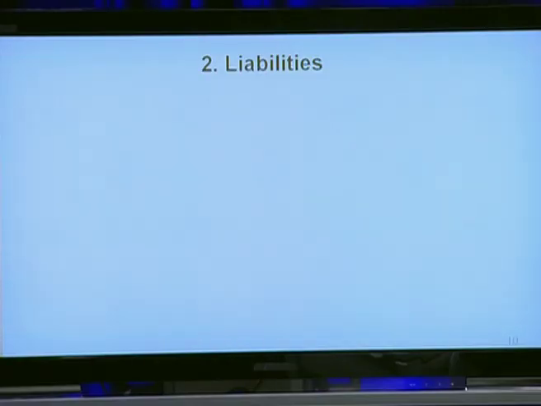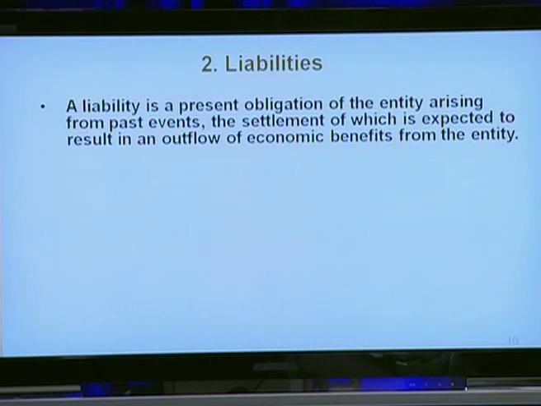Now, the next element of the financial statement we have is liabilities. A liability is a present obligation of the entity arising from past events and the settlement of which is expected to result in an outflow of economic benefits from the entity.